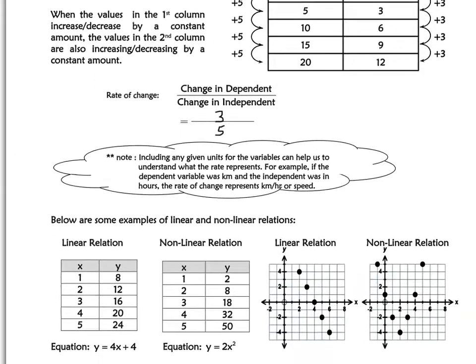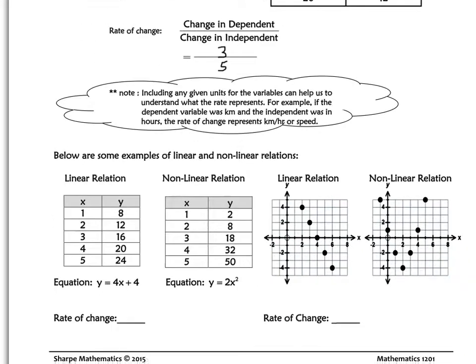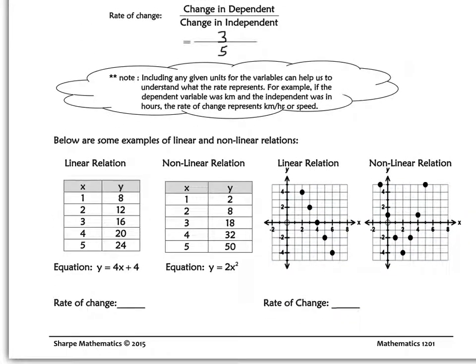So below we have some examples of linear and non-linear relationships. If you look at the first one there, it is a linear relation, and you can check from the table by noting that as you go from one x to the next, you're increasing by 1. From 1 to 2 is an increase of 1, 2 to 3 is an increase of 1, from 3 to 4 is an increase of 1, and from 4 to 5 is an increase of 1.